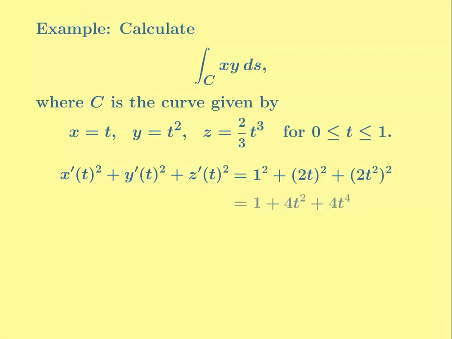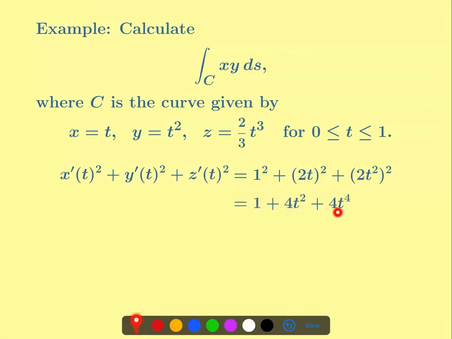So rewriting that, we have 1 plus 4t squared plus 4t to the 4th when I square the 2t squared. We want to make sure this looks like something nice. We want it to be something squared because we want to take the square root of it. So this is something squared. It's (1 plus 2t squared) squared. So we can see that. And then what we want to do is take the square root of this for ds. So we're going to have 1 plus 2t squared when we take the square root here. So ds is going to be (1 plus 2t squared) dt.